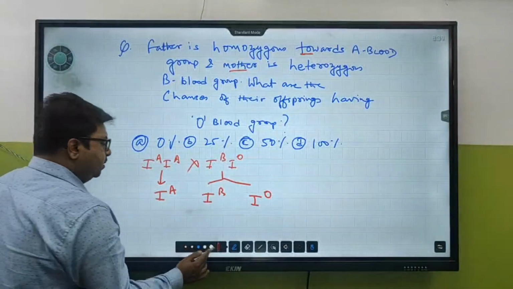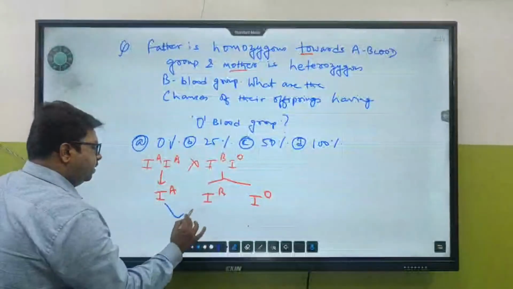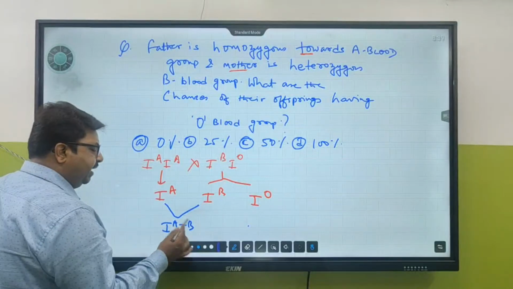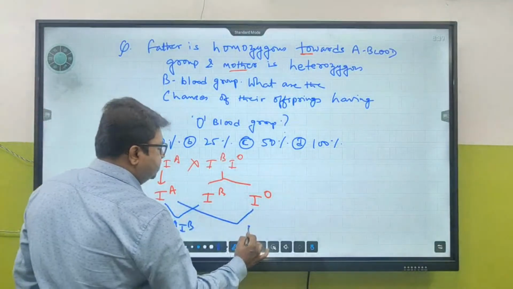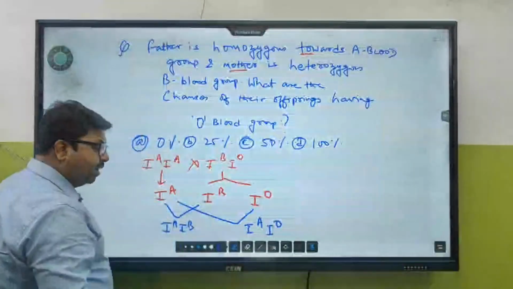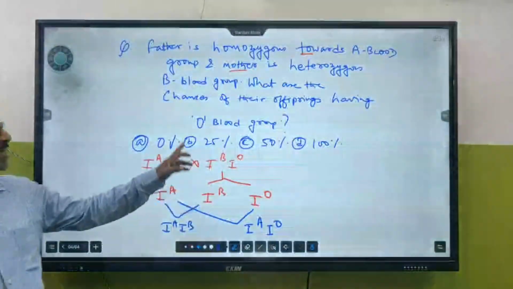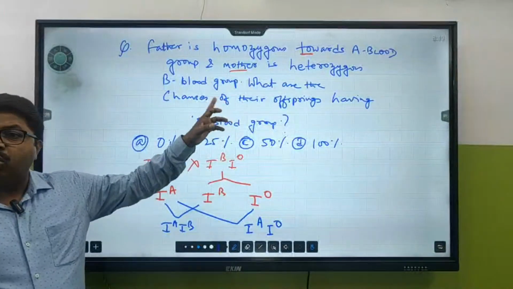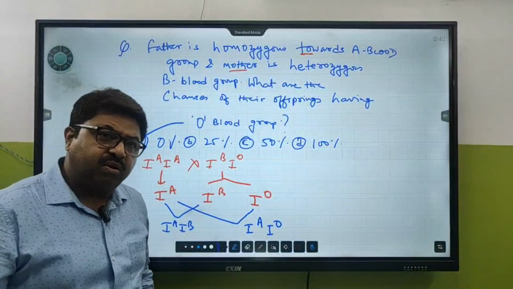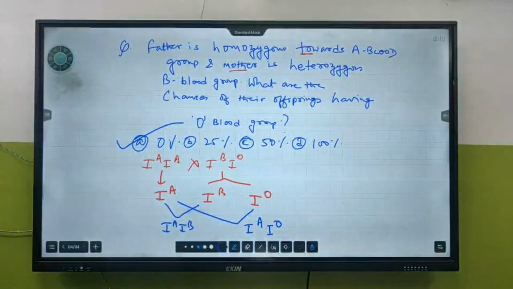Now tell me, this is what IA IB, 50% of the offspring are going to have AB blood group. 50% of the offspring are going to have heterozygous A, that is A blood group. So there are no chances of their offsprings having O blood group. So the answer is 0%. Any issues with this? Got the idea? So blood grouping questions are very, very important.